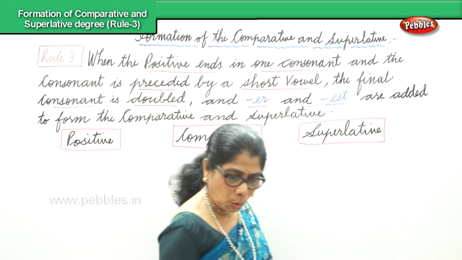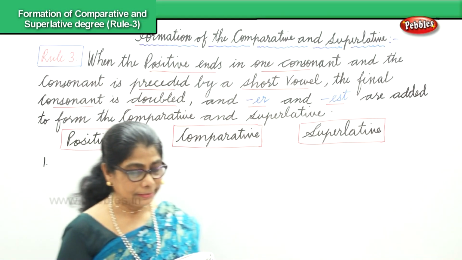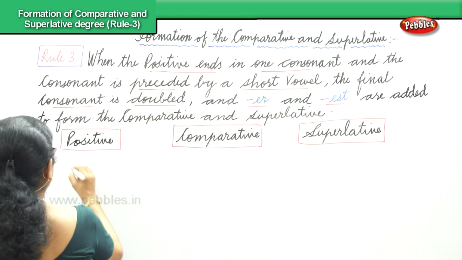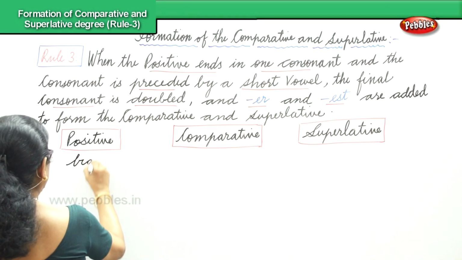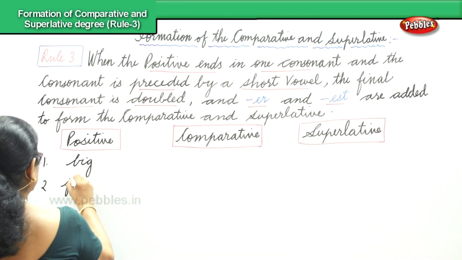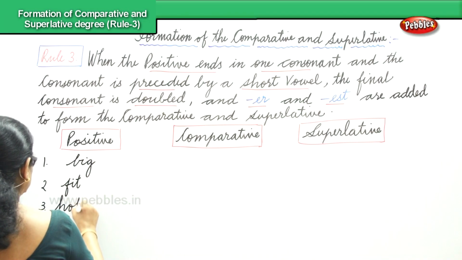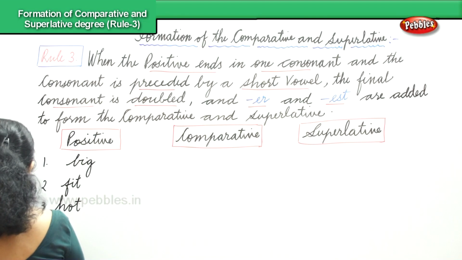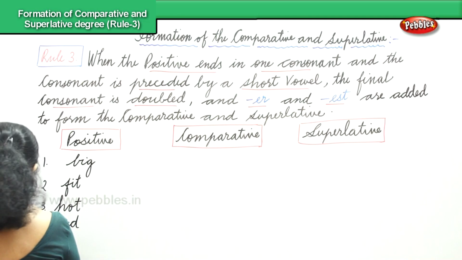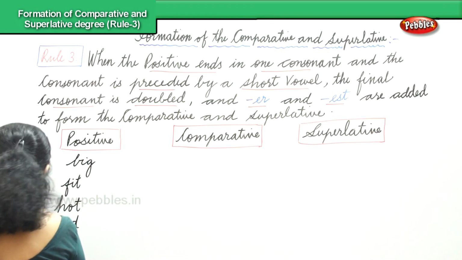Okay, now let's look at the words we have here. The first one I have here is big. Next, fit. Third one, hot. Sad. Thin. And the sixth one is wet.